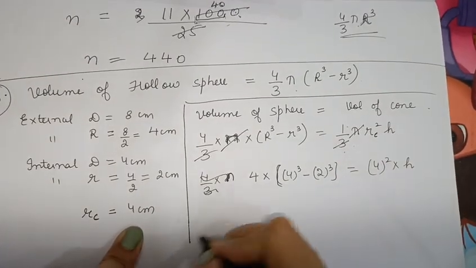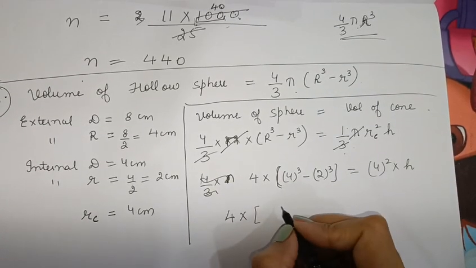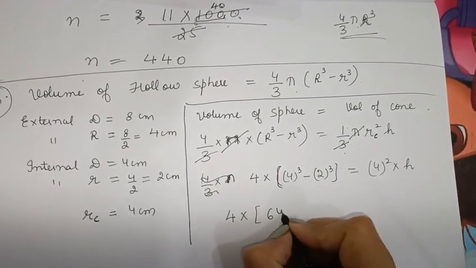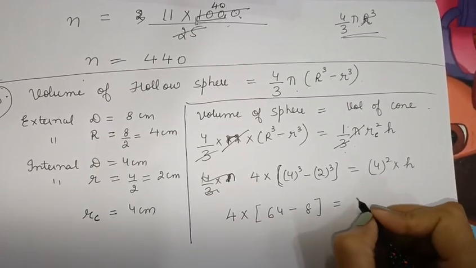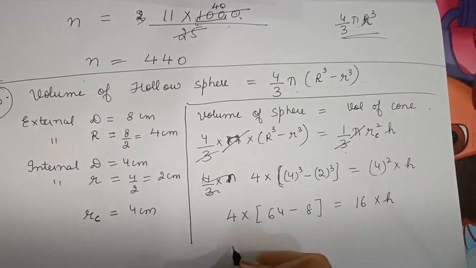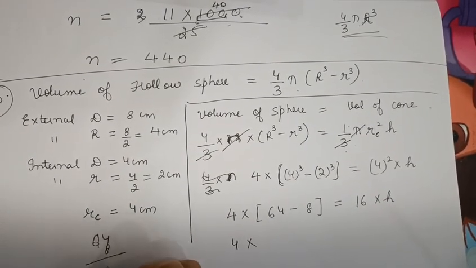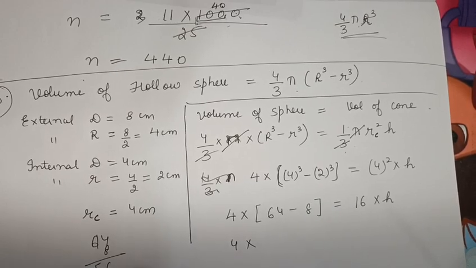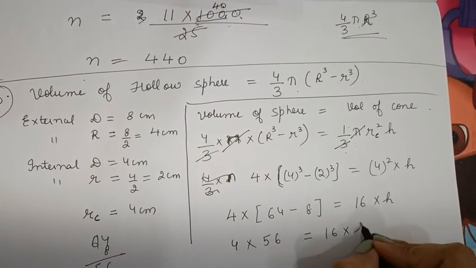So 4 cube is 4 into 4, 16. 16 into 4, 64, minus 2's cube is 8, is equal to 4 square, 16, into h. So 4 into 64 minus 8 is 56. 56 by 16 into h.